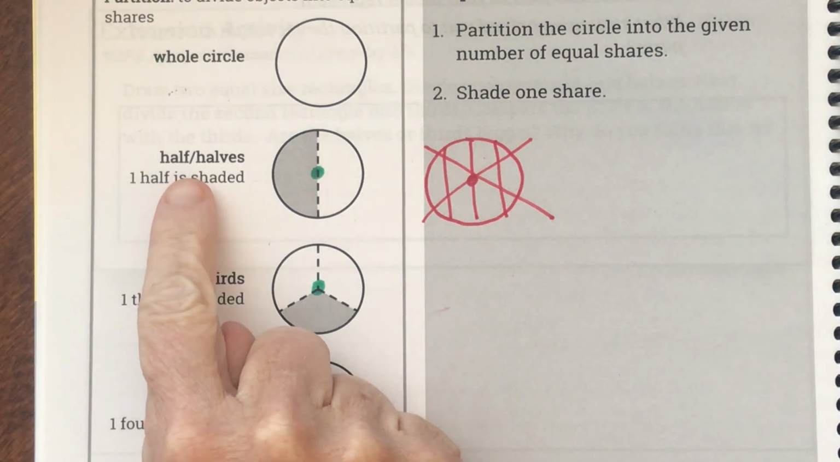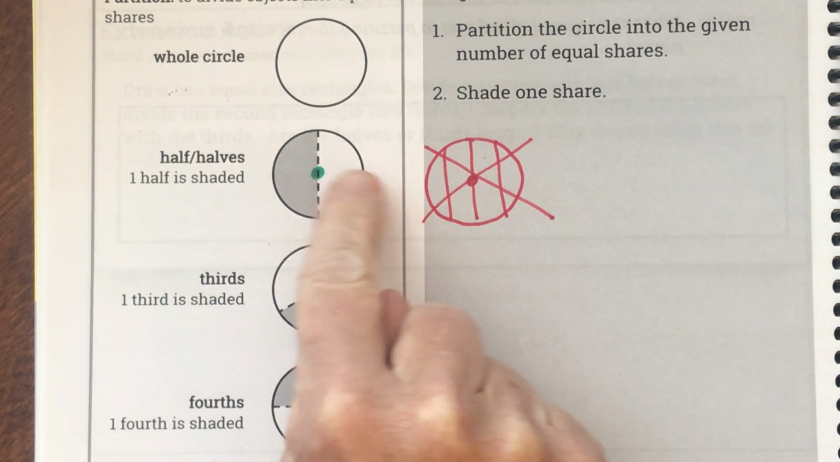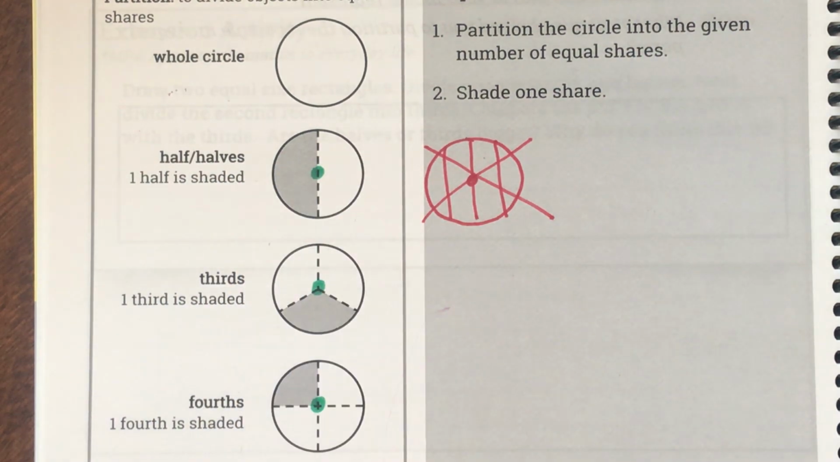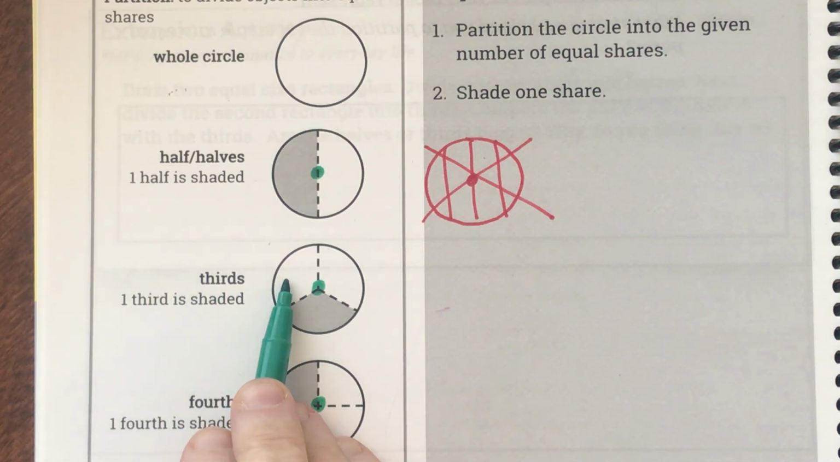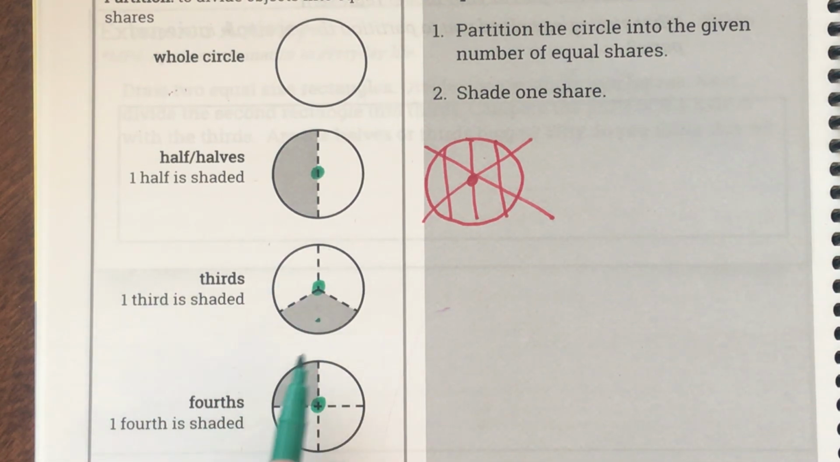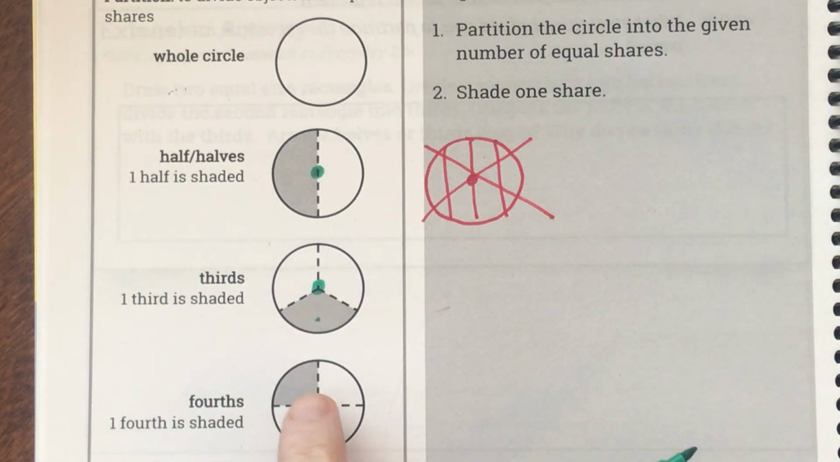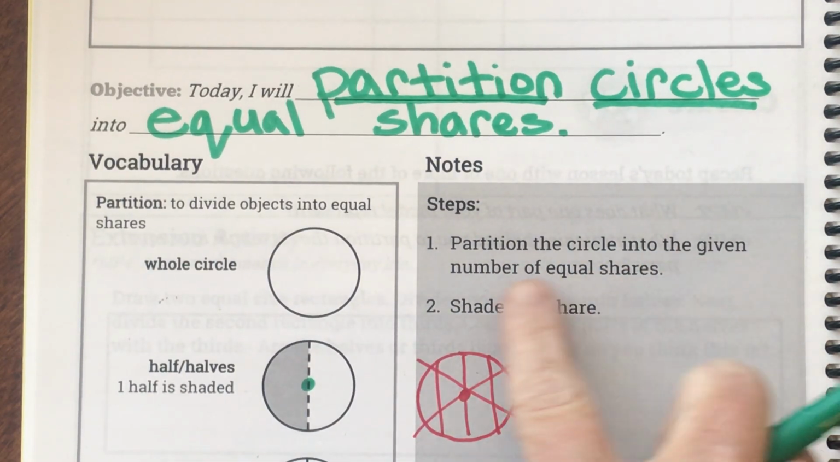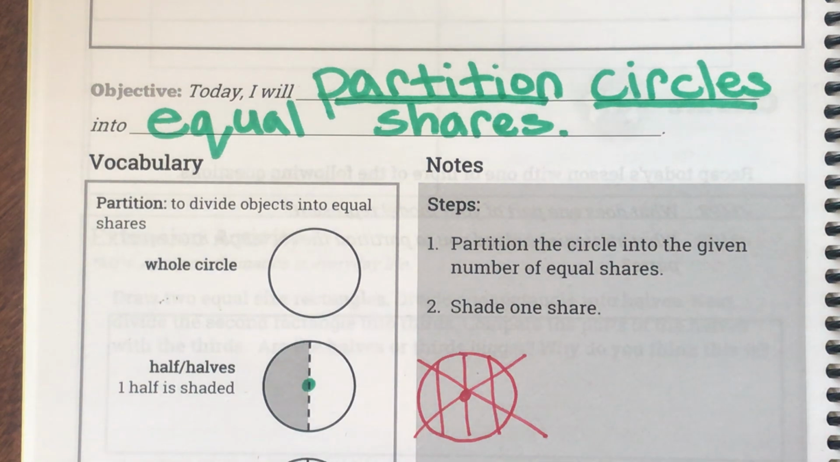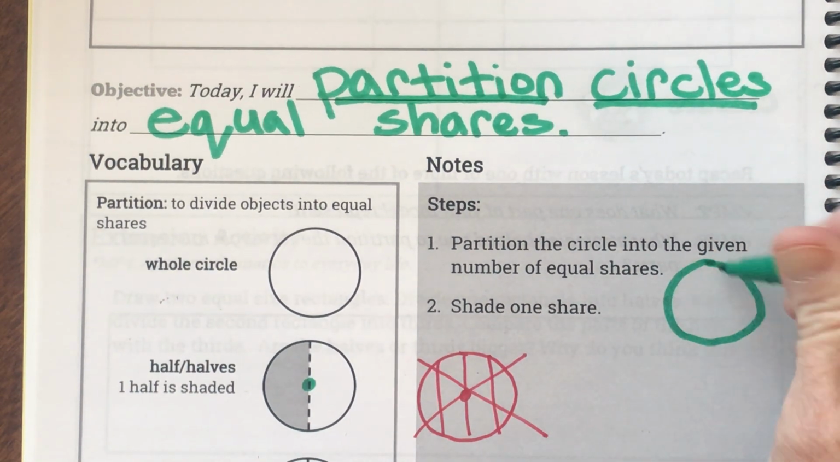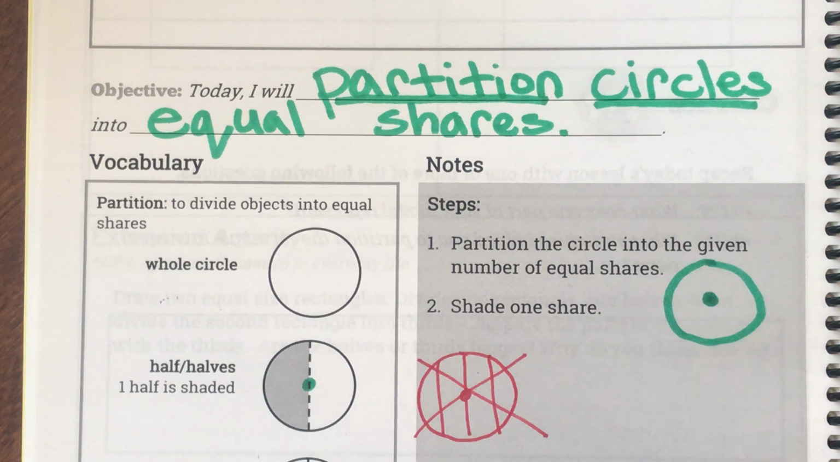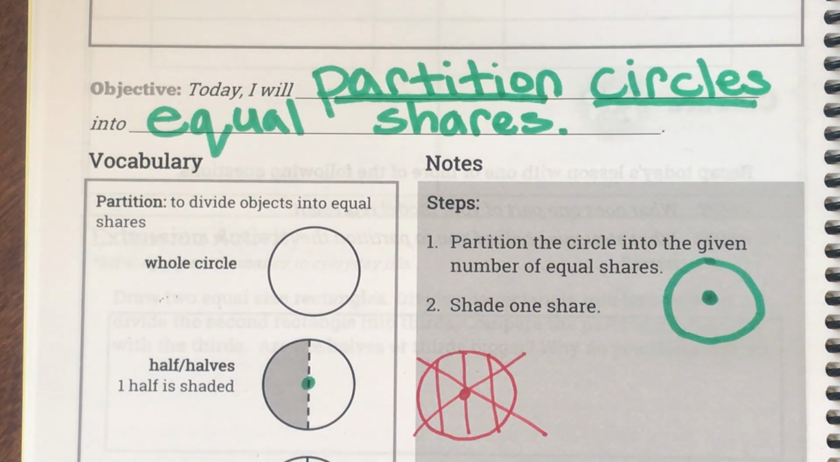Okay, so this is half or halves when they've cut it into two equal shares. Thirds is when they've cut it into three equal shares and one third is shaded. And then fourths is when you have 1, 2, 3, 4 equal shares and 1/4 is shaded. Our steps today say we're going to partition the circle into the given number of equal shares. And when we do that, we're going to make sure, boys and girls, that we go through the very center. And then we're going to shade one share.